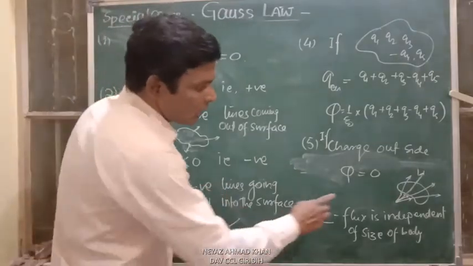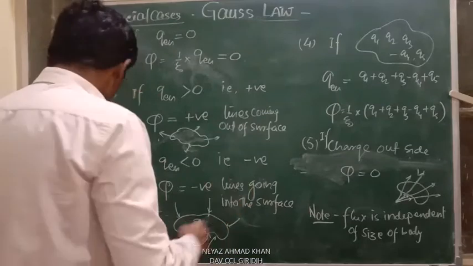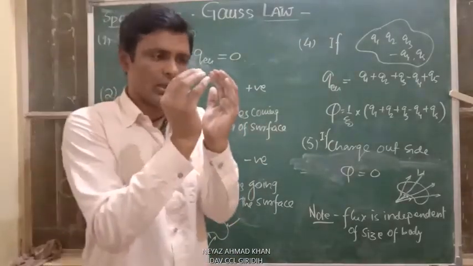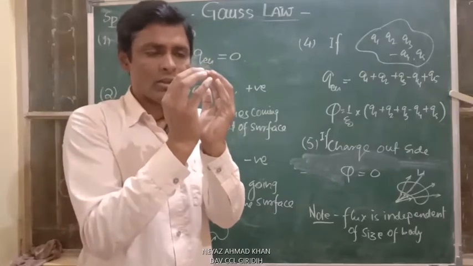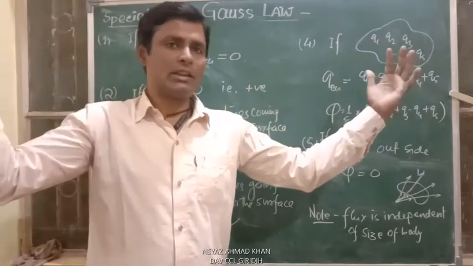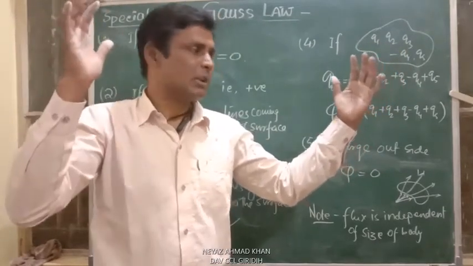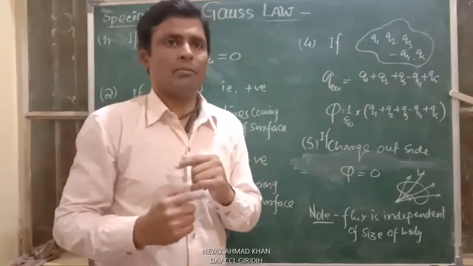Note that flux is independent of the size of the body. So how can we understand this? Suppose that there is a small body and a charge q is enclosed within it, the flux will be q by epsilon naught. But if the body is very large, and the same charge is kept inside this body, again the number of lines and the flux will be the same.